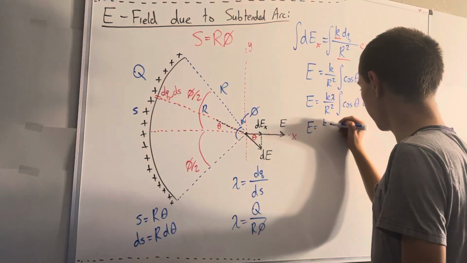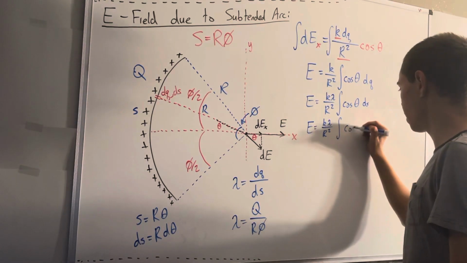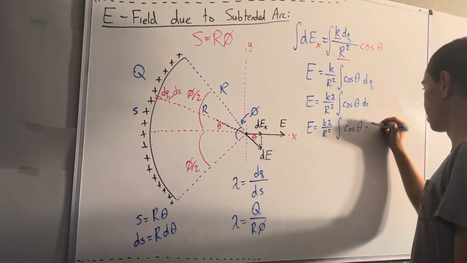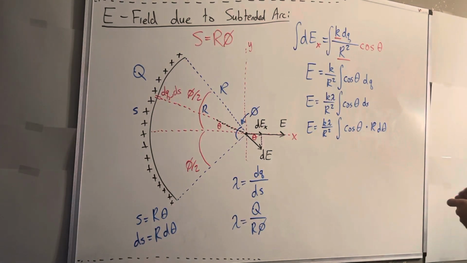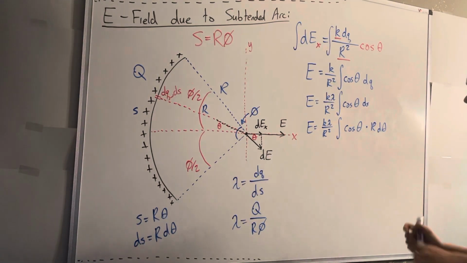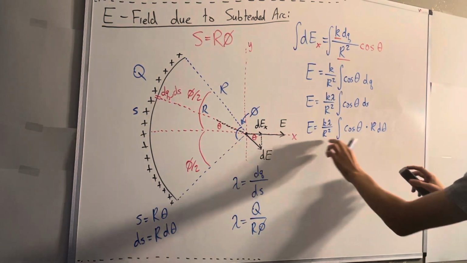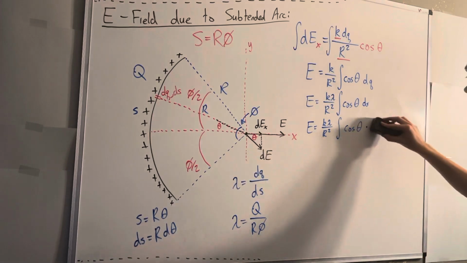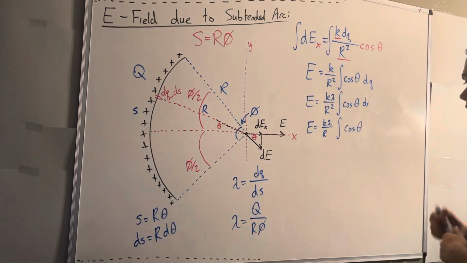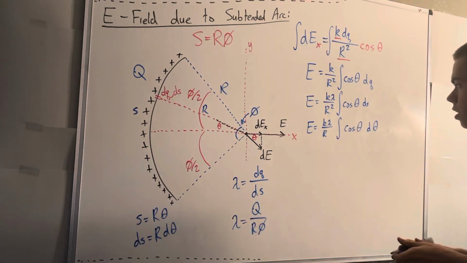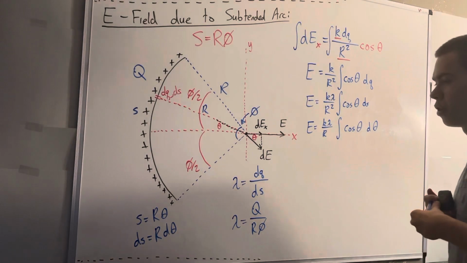So E is just k lambda over r squared times the integral of cosine theta, and then ds is just r d theta. And by the way, notice how we have r over r squared? That's just going to become k lambda over r, because r over r squared gives 1 over r. So we're left with cosine theta d theta. This is basically the integral that we're left with, the integral of cosine theta d theta, which is pretty easy.